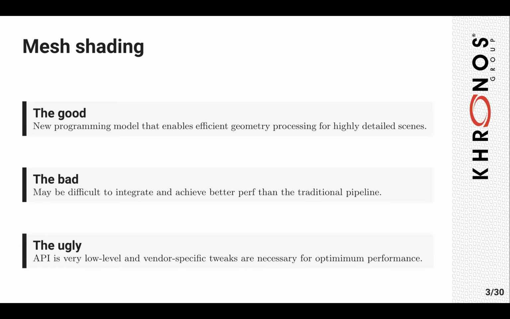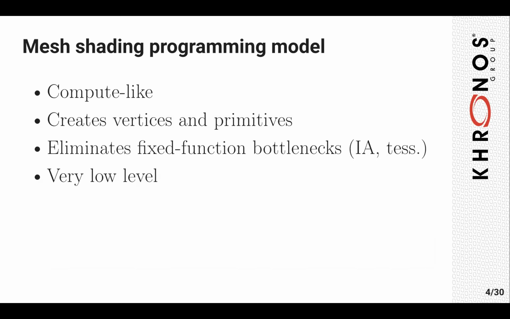And also, the new API is very low level. This means that it allows you to better utilize the hardware. But this also means that you are exposed to what the hardware requires and how it works internally. And that means you need some vendor-specific tweaks if you want to reach optimum performance.